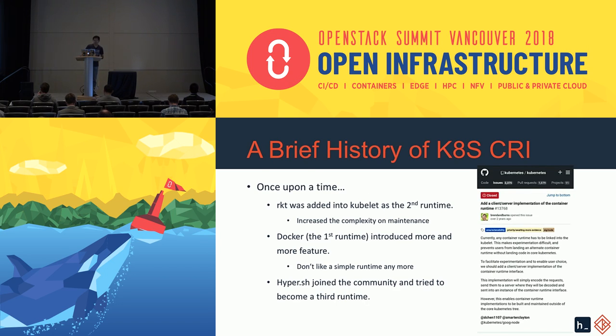And here is a brief history of the Kubernetes CRI interface. Actually that began over 2 years ago. At that time, Rocket from CoreOS, which is acquired by Red Hat now, had their runtime support in the Kubelet as the second runtime. The first one is Docker. This increased the complexity of maintaining the Kubelet, because every time you modify one part for Docker, you need to modify the other part for Rocket. And the worst case is another company joins the community and tries to become a third runtime.